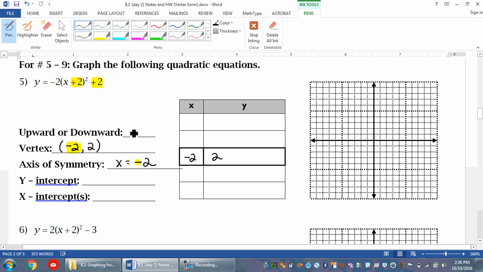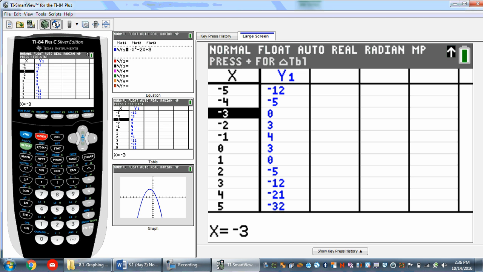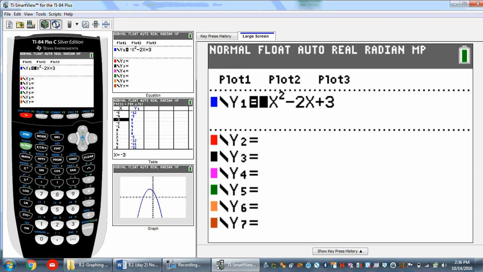All right, let's go ahead and fill out the table. Because of that -2 on the outside, here I'm going to go 2 smaller, 2 bigger. You can either substitute all the values in place of this x right here, or go to your graphing calculator, put it into y1, and you get the table from there. I'm going to go ahead and show you how to do that. So you're going to click y equals. If there's anything in there, please go ahead and clear that out. And let's type in my equation: -2 parentheses x plus 2 parentheses squared plus 2.